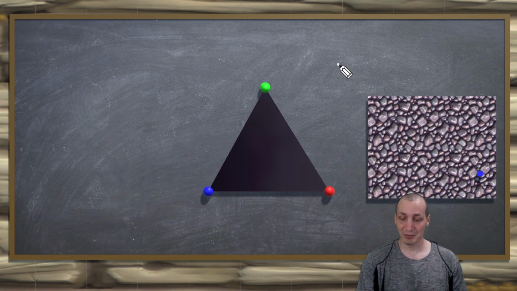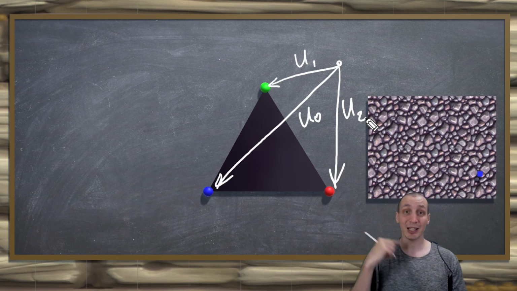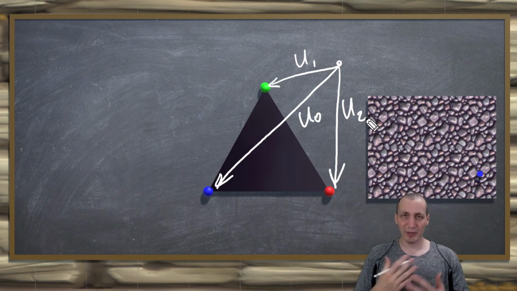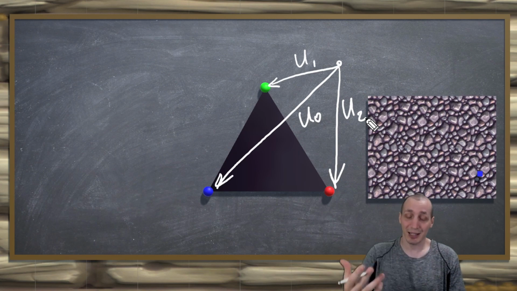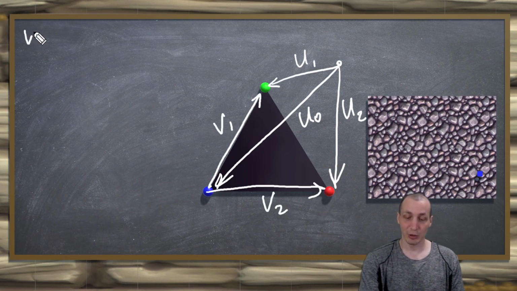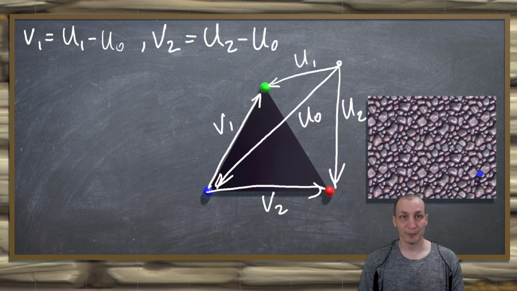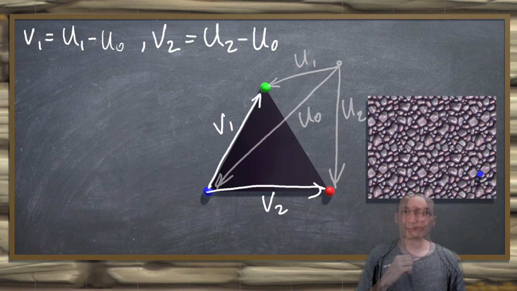So to describe a triangle, let's assume that you have the origin somewhere here, and the 3 vertices which describe it, let's call them U0, U1, and U2. So these 3 vectors live in the 3-dimensional world. However, the triangle should be a 2-dimensional object. So let's describe it as a 2-dimensional object by looking at these 2 vectors, and let's call them V1 and V2. So V1 is U1 minus U0, and V2 is U2 minus U0. Okay, so now we have just 2 vectors instead of 3 vectors. So let's remove the U vectors.